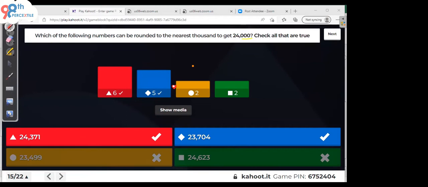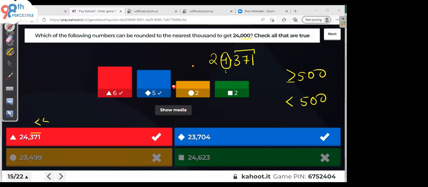See here, this is 24,371. So if the last 3 digits are greater than or equal to 500, you will add 1 in the thousands place. If it is less than 500, you will keep it as it is. So see here, 24,371. Here 371 is less than 500. So it becomes 24 itself and others become 000.